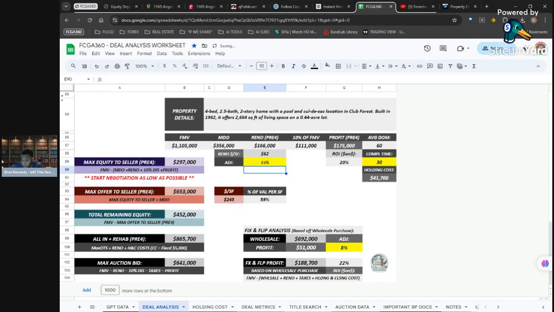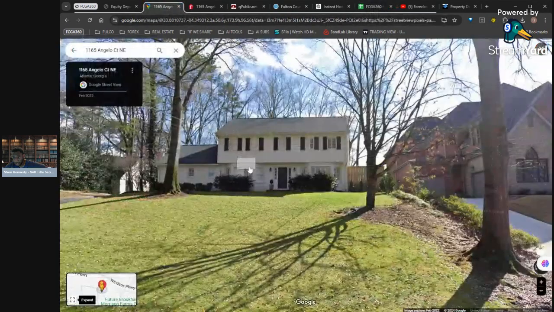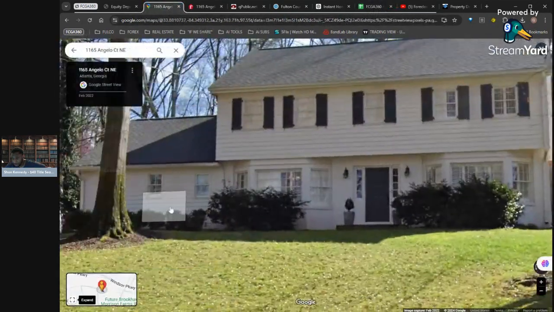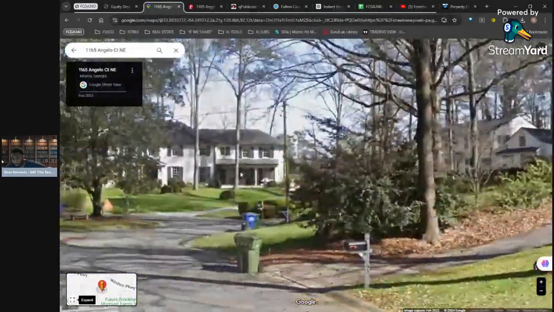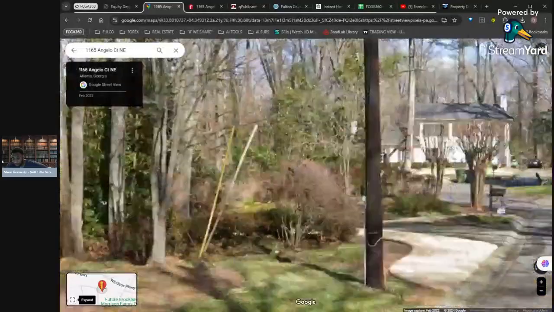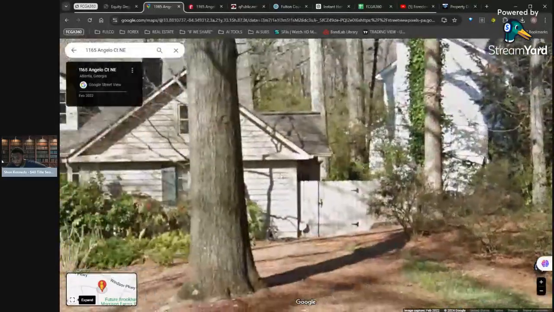A house like this is definitely gonna need more than a $33 per square foot renovation. So I probably won't need that much. Who knows? But let's go with $55 a square foot for the renovation. $144,000 on the reno seems about right. Like I said, this is an older style house, and a lot of them are older style houses around here.